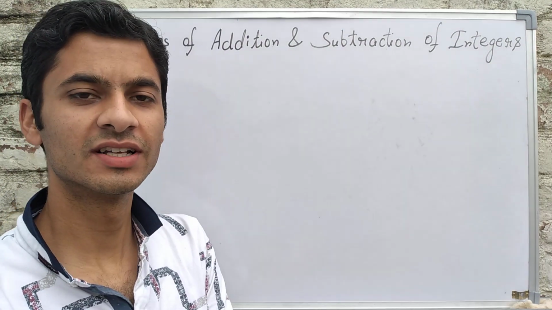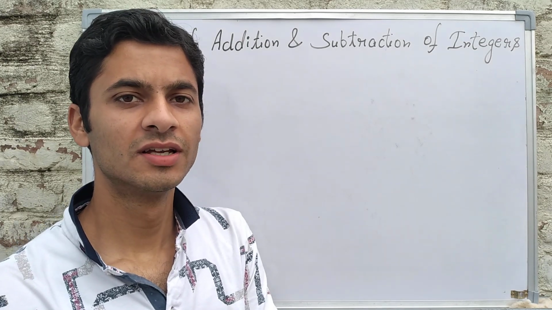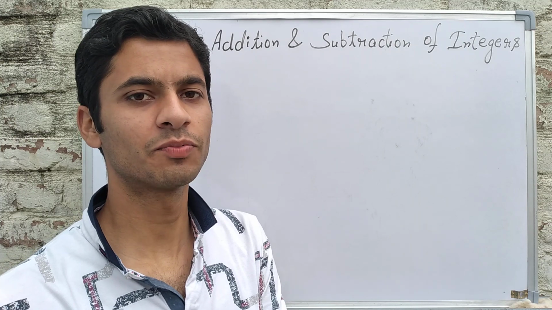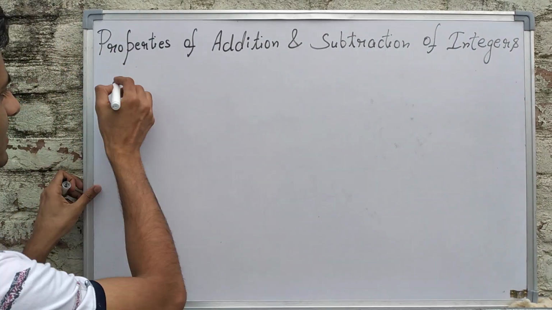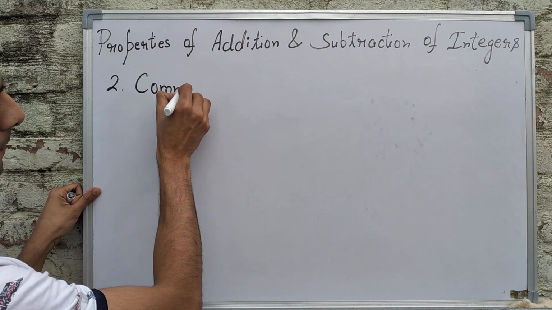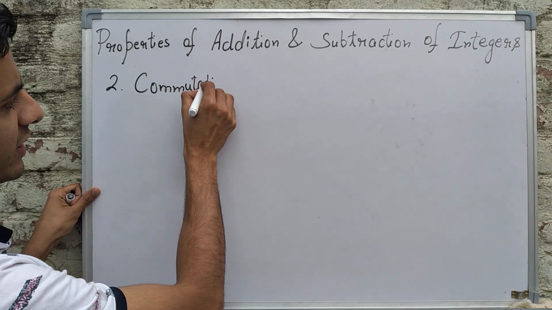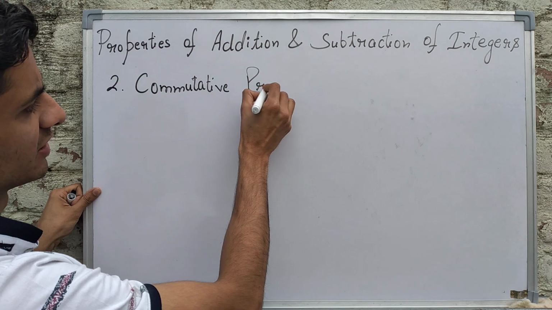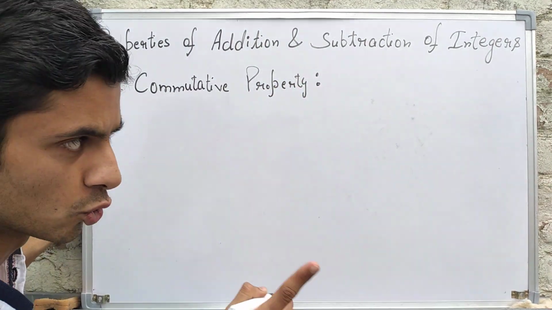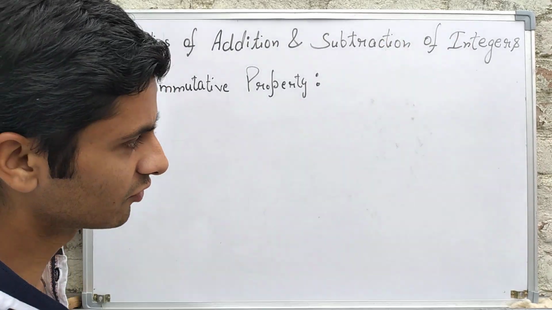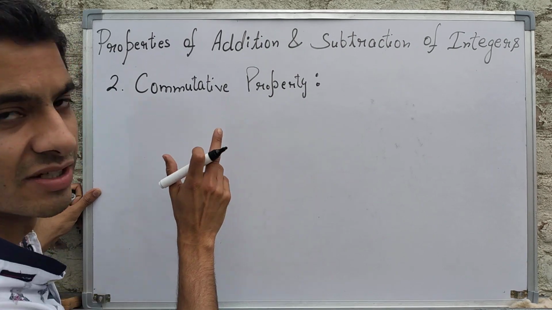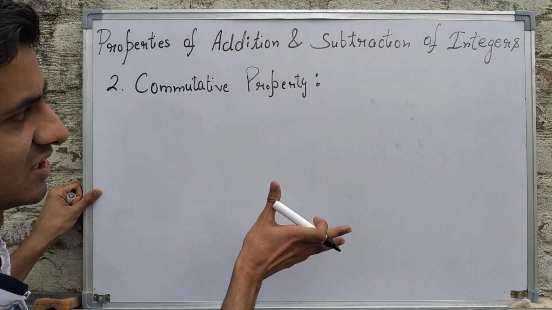Okay, now first of all we discussed closure property of addition and subtraction of integers. Now let us start with second property of addition and subtraction of integers, that is called commutative property. This property you have earlier studied for whole numbers. Today we will study it for integers. What is the meaning of commutative? It is to switch or exchange.